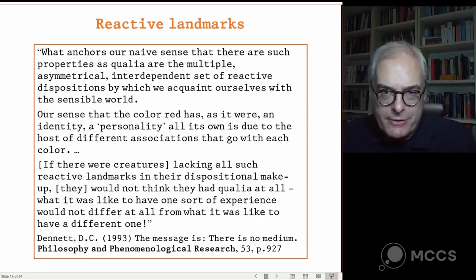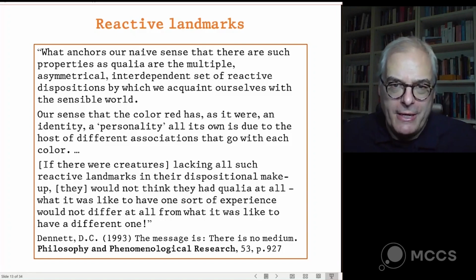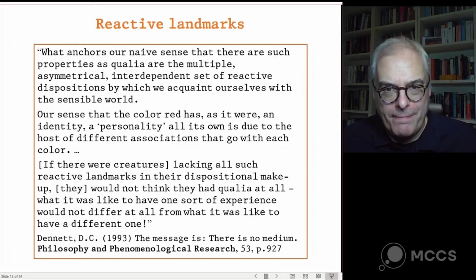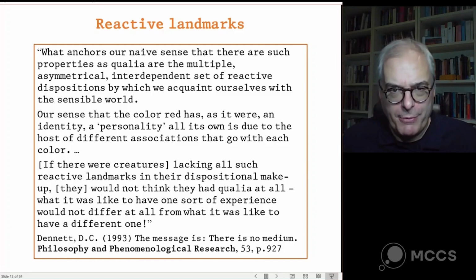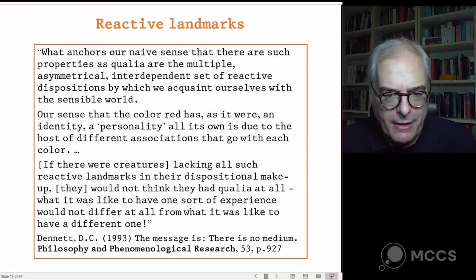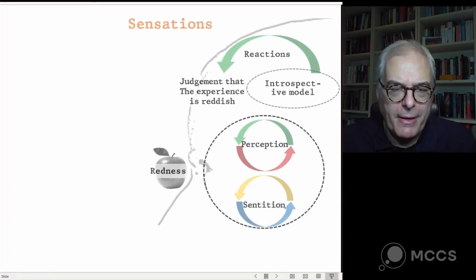So when we describe an experience as reddish, what we're actually responding to is the distinctive significance that red things have for us, the distinctive psychological impact they make on us, and similarly for all other phenomenal properties. Okay, so I think that's a particularly attractive proposal. Let me mention one more suggestion about what it is that introspection is tracking.